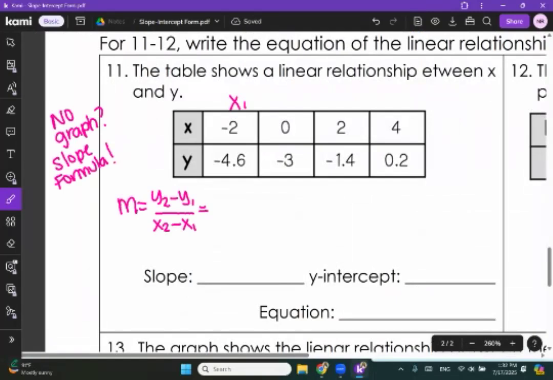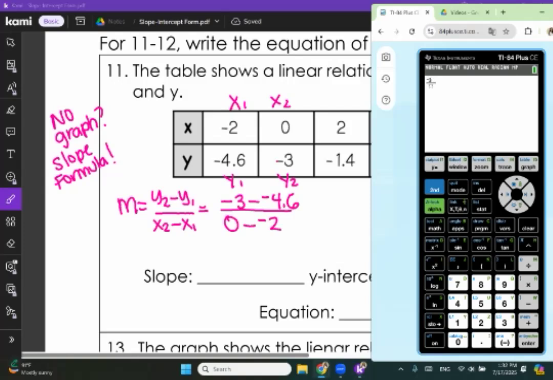I'm going to use this as x1, x2, y1, y2. All right, so at the top of the fraction, y2 minus y1, -3 minus -4.6. Then the bottom, 0 minus -2. Don't forget that the minus sign does not take the place of the negative. So we just type this in, -3 minus -4.6, divided by 0 minus -2. And that gives us 0.8.